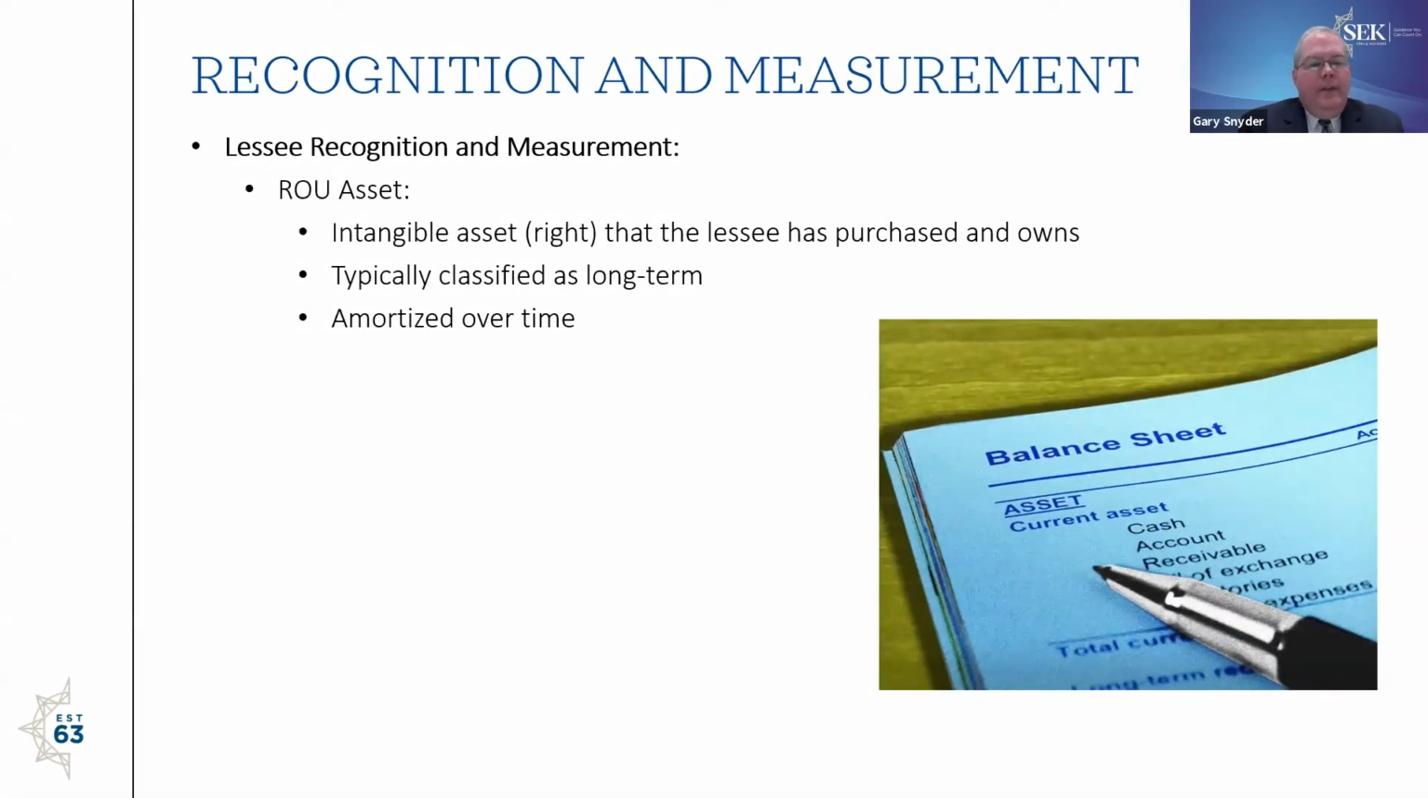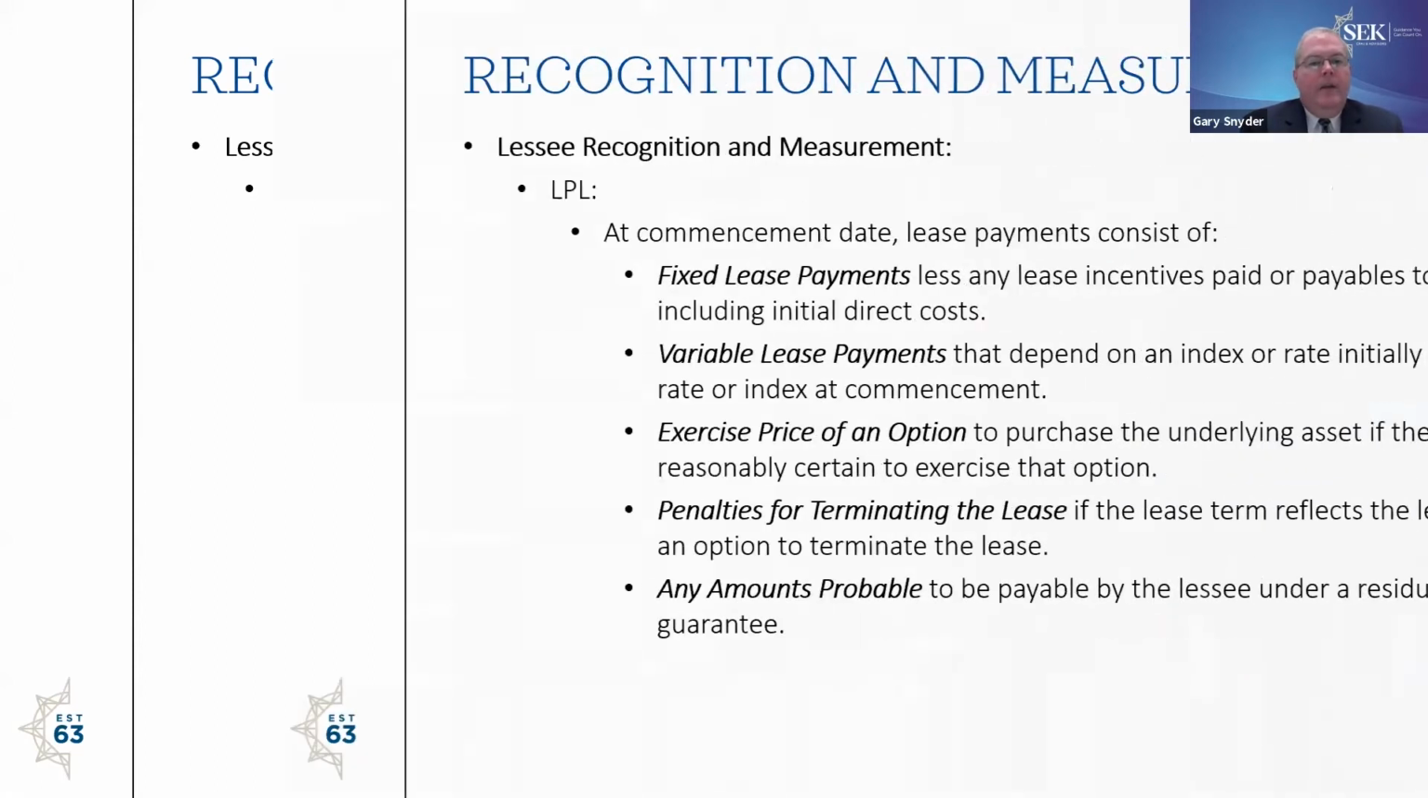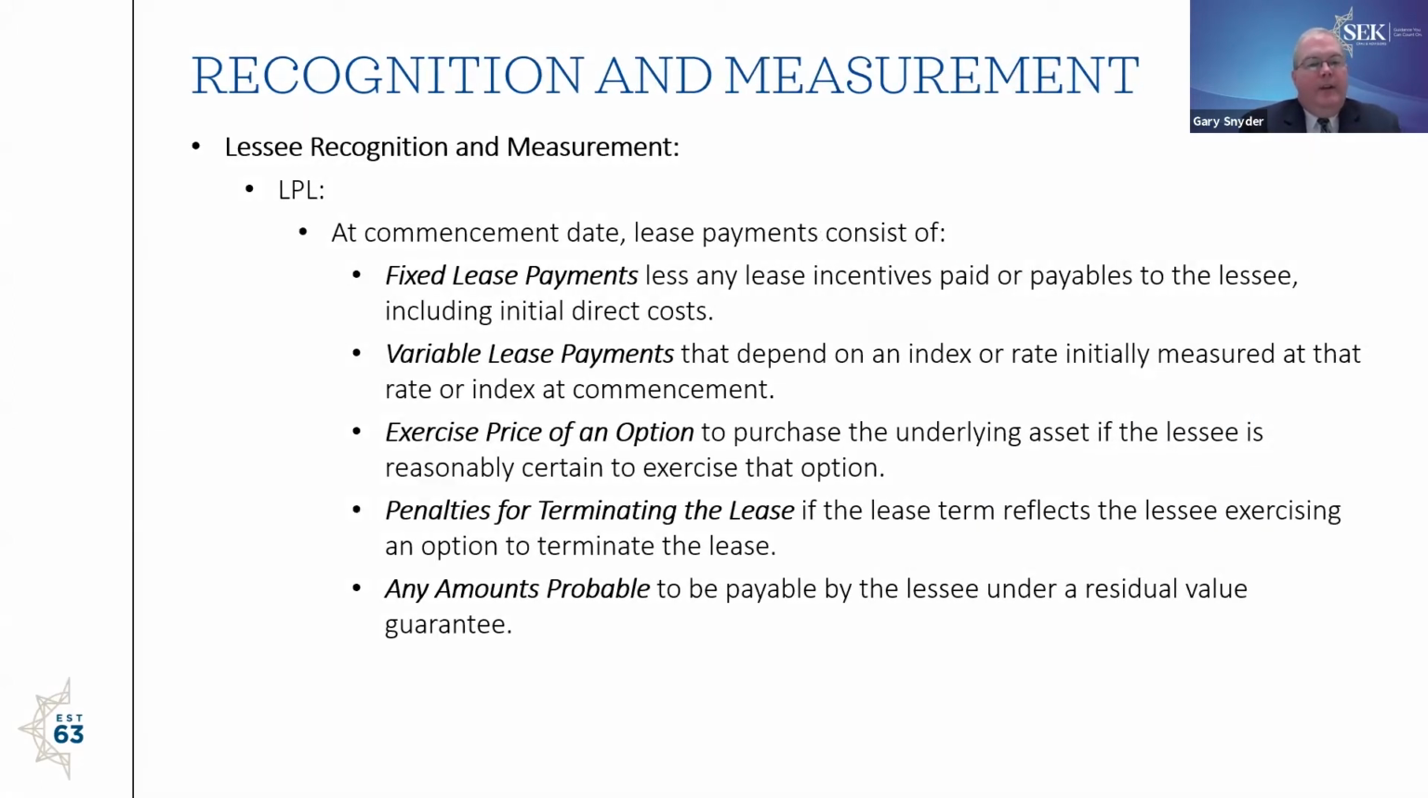So the lessee recognition and measurement, again, you are going to have a right of use asset that is an intangible asset. It's a right that the lessee has purchased and owns. It is typically classified as long-term on the balance sheet, and it is amortized over time. The other side of that then is the lease payment liability. And again, at commencement date, you're going to have to calculate the pieces that fall into that lease liability calculation.